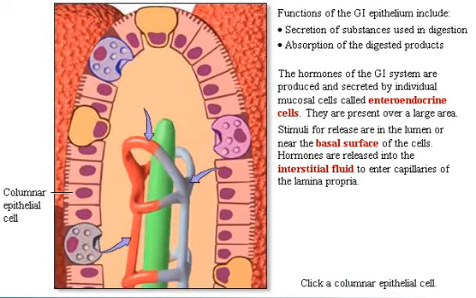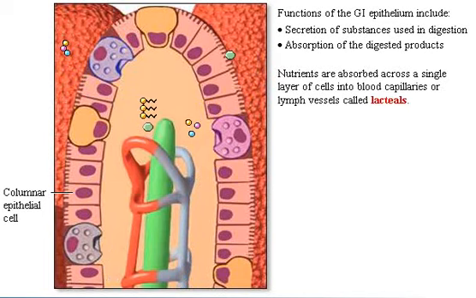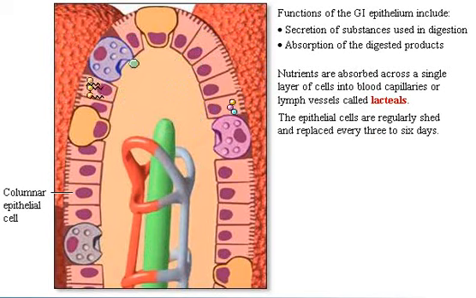Click a columnar epithelial cell. Nutrients are absorbed across a single layer of cells into blood capillaries or lymph vessels called lacteals. As we leave the mucosa, note that there are stem cells present throughout the GI tract that divide continuously to replace epithelial cells that are regularly shed. A new epithelium is produced every 3 to 6 days.